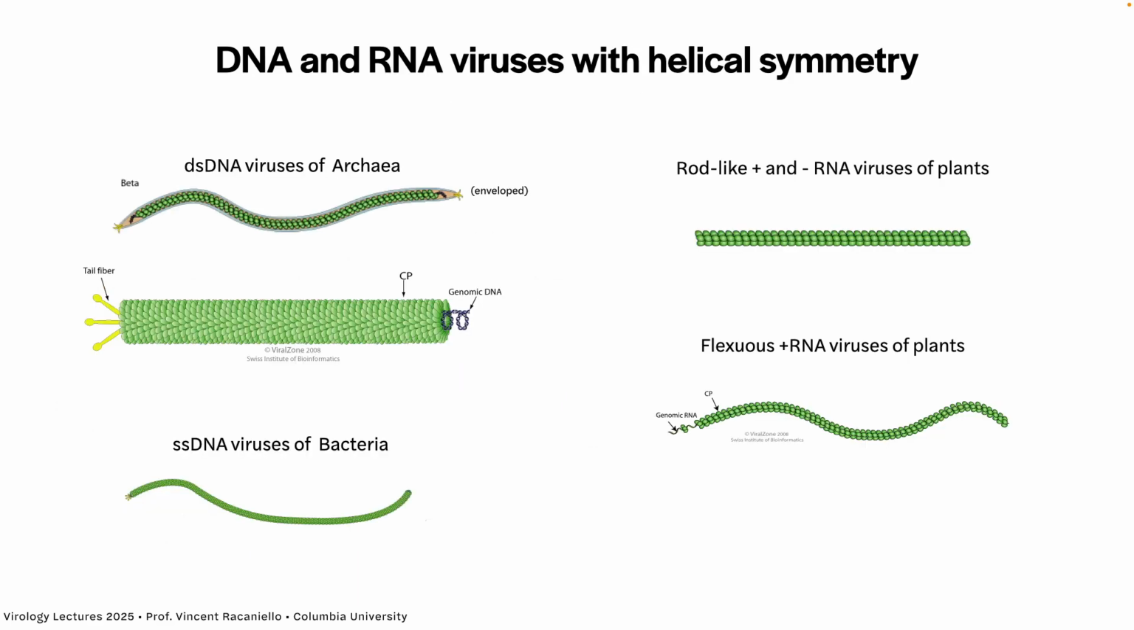DNA and RNA viruses can have helical symmetry. We've talked about tobacco mosaic virus, which is a plus strand rod-shaped virus, but they can be flexuous. They can be flexible. They're plus strand RNA viruses of plants that are flexible. They're single-stranded viruses of bacteria that are flexible. And here we have double-stranded DNA viruses of archaea, both flexible and rod-shaped. So all kinds of structures.